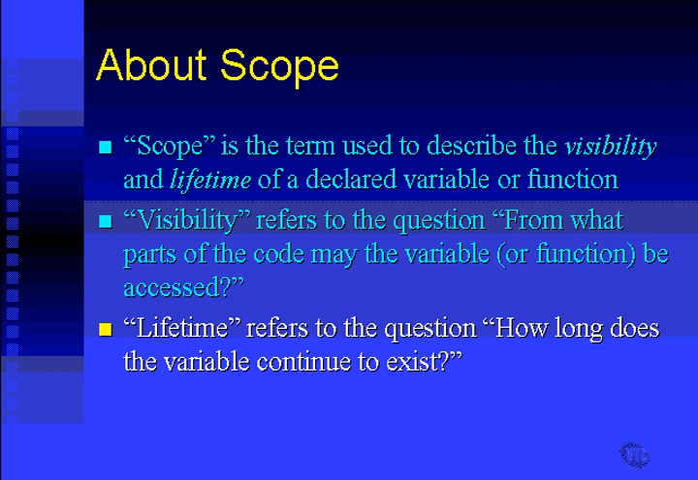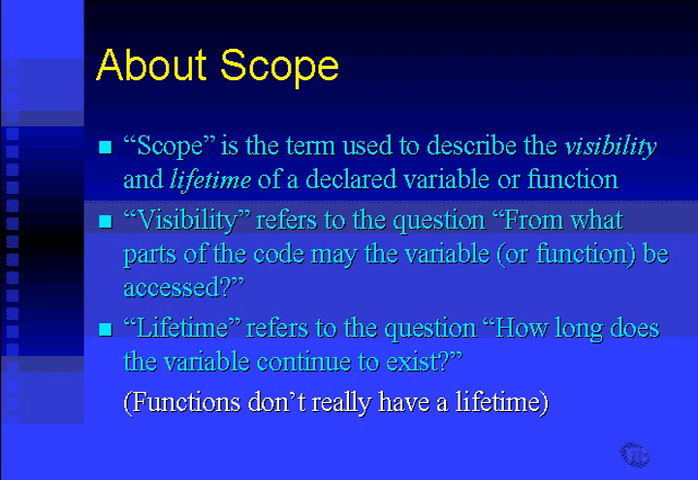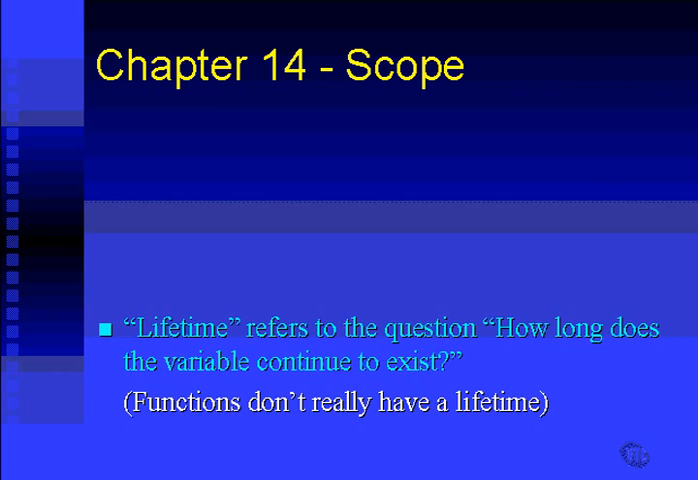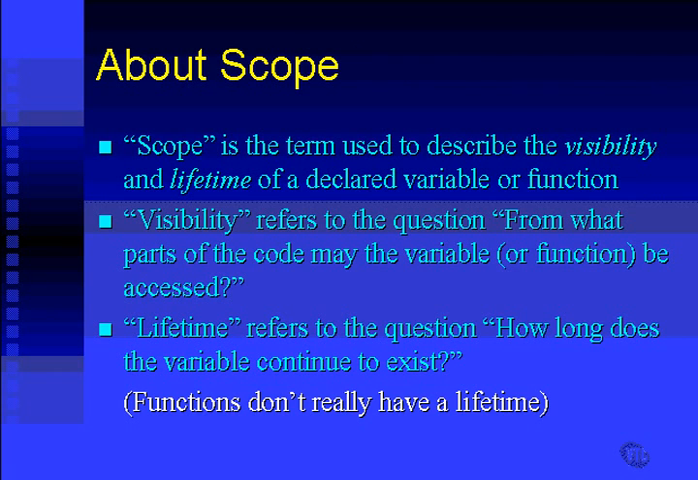Notice in that final bullet point there, I say how long does the variable continue to exist, but I don't say the variable or function continue to exist, because functions don't really have a lifetime. They don't really exist. They never really get created or destroyed as the program executes. They're always just available to be called. Anyway, let's move on. Variable scope. We're going to look at the scope of variables, the scope of functions, and also the scope of preprocessor directives, but we'll focus most of our attention on variable scope.